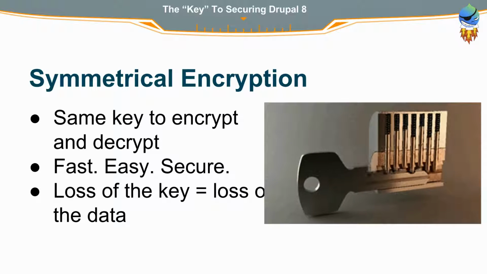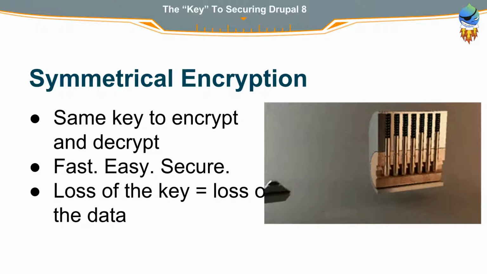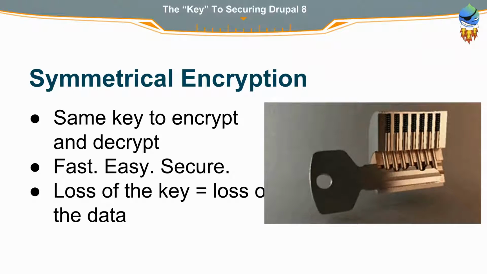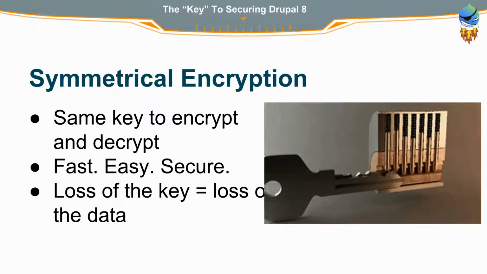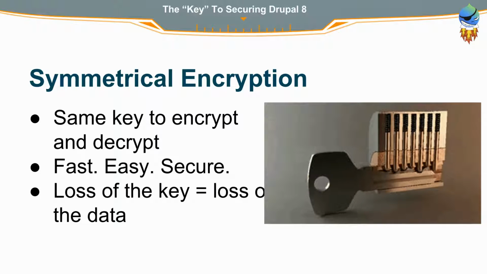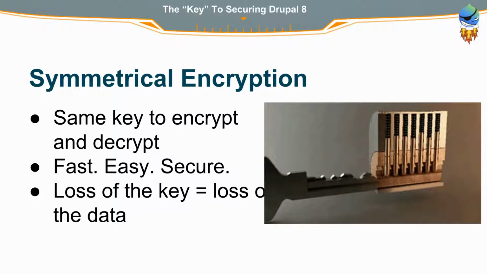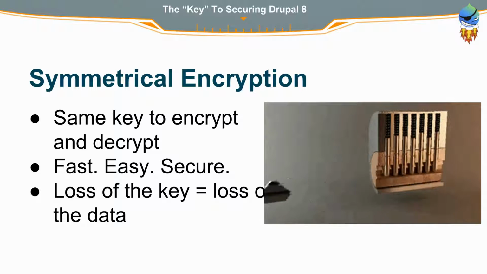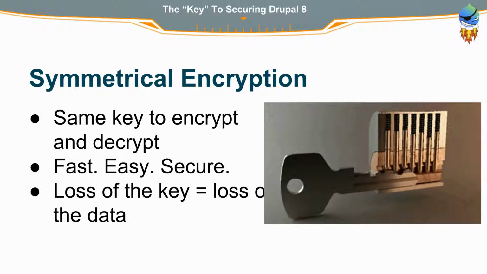It shows the inner workings of a normal key lock that we would use on any door. This is what symmetrical encryption is like. You use the same key to encrypt and decrypt. So instead of the public-private, you have one key that's going to lock it, just like a door. It's fast, it's easy, it's secure, as long as you keep the private key secure. The loss of the key equals the loss of data.